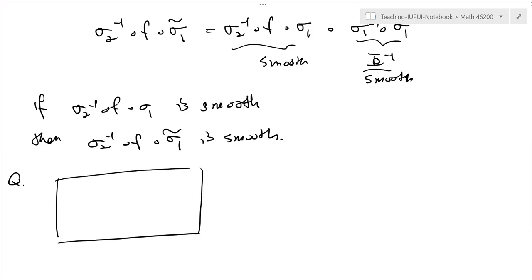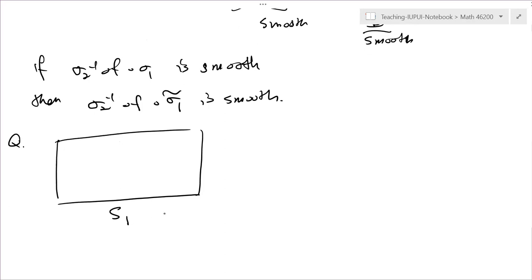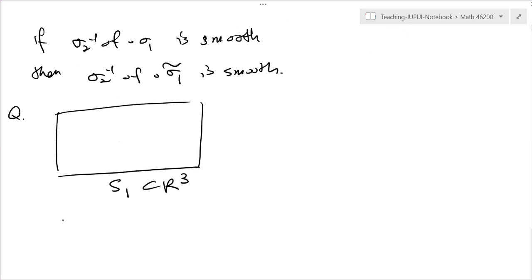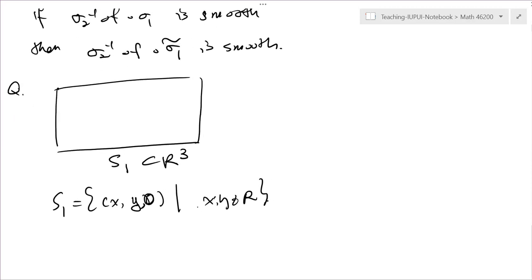This is a special surface, S1. This is in R3. This actually consists of X, Y, and the component Z, right? Or I can use, it doesn't matter, X and Y. There's no restriction on X. This is just flat. This is the XY plane, right? This is a typical surface in R3.